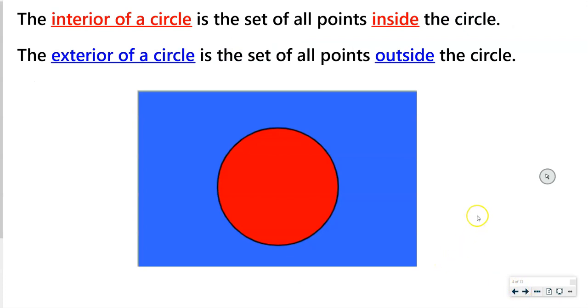Next, we're going to talk about the interior of a circle. It's the set of points inside the circle, so that's everything that's red here. And then the exterior of a circle is the set of points outside the circle, so that's everything that's blue, and obviously that would be everything that's outside the circle, okay? And again, inside and outside are your two blanks that are in your notes.